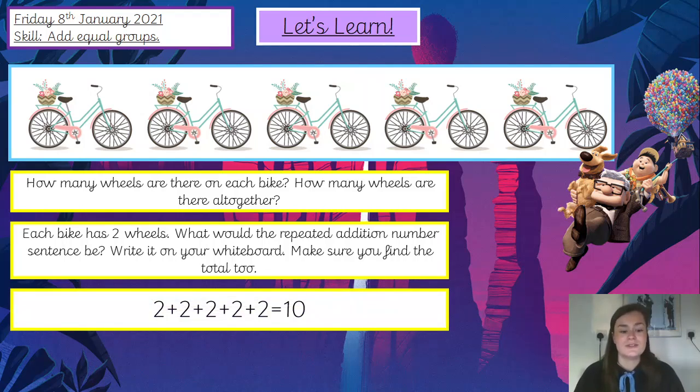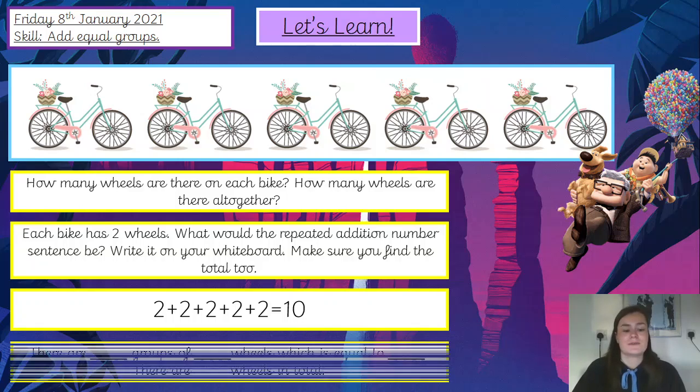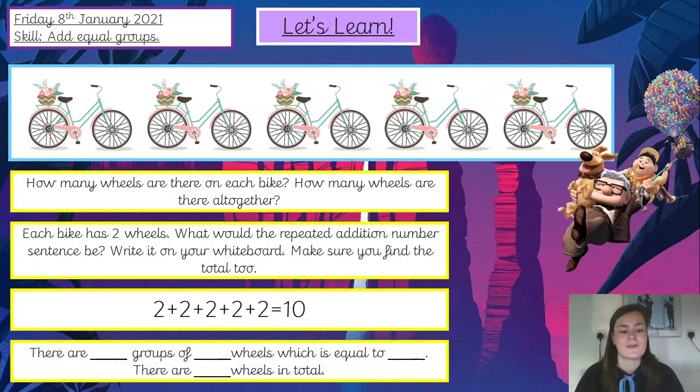So you should have written down 2, add 2, add 2, add 2, add 2 equals 10. Well done if you got that, fab job. So can you now have a go at completing this sentence? There are blank groups of blank wheels, which is equal to blank. There are blank wheels in total.